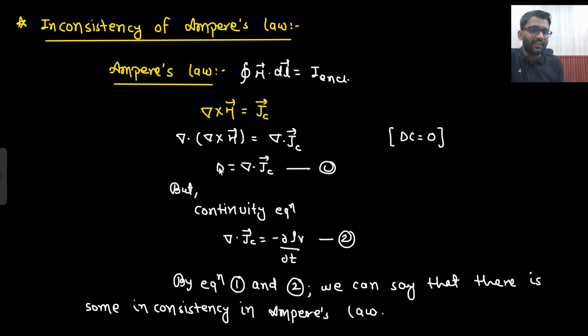That term I am calling JD. I don't know what that JD is, I will find its value. But there has to be some other term, because here we get 0, but it is not 0, it is some finite quantity. So let del cross H be equal to JC plus JD. Now again I am going to take the divergence on both sides.